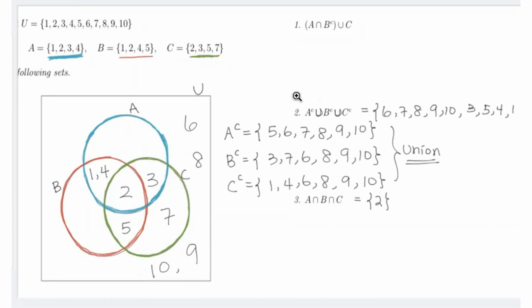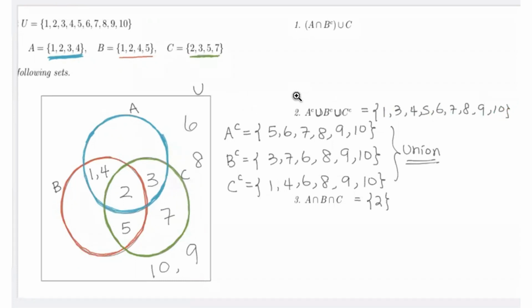Okay, let's rewrite it in order. The order doesn't matter, but we write in order to make it easy: 1, 3, 4, 5, 6, 7, 8, 9, 10.